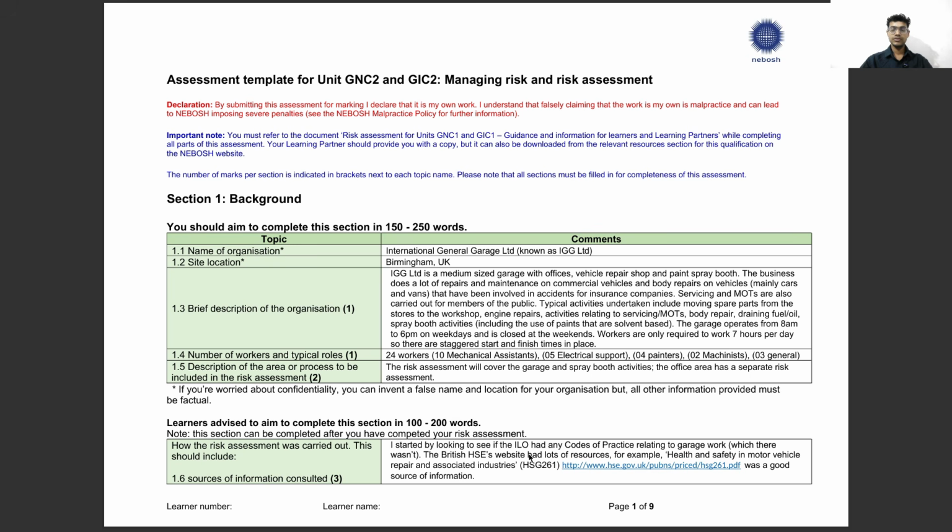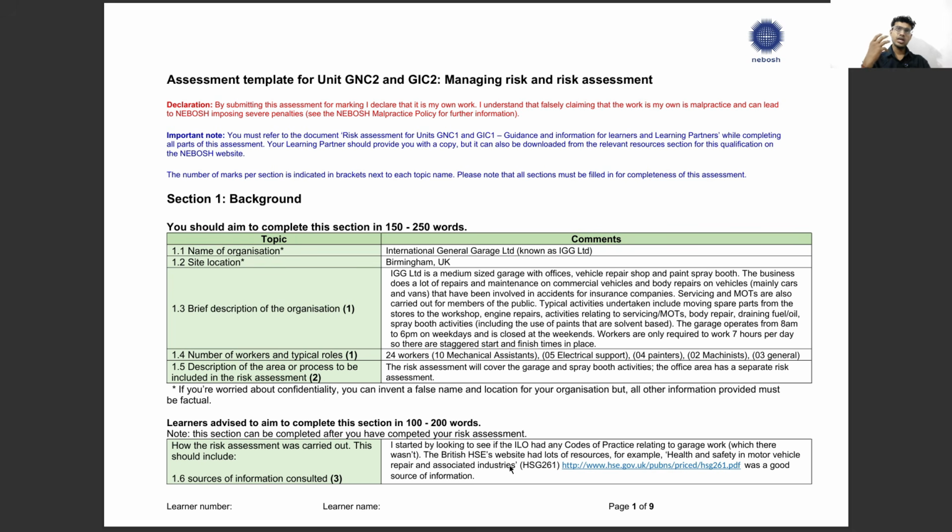The British HSE website had a lot of resources, for example, health and safety in motor vehicle repair and associated industries, that is HSG 261. The website link is also provided, and it was a good source of information. So when you do the risk assessment of different places, sometimes offshore sector, sometimes construction industry, sometimes like this, the garage is mentioned over here.